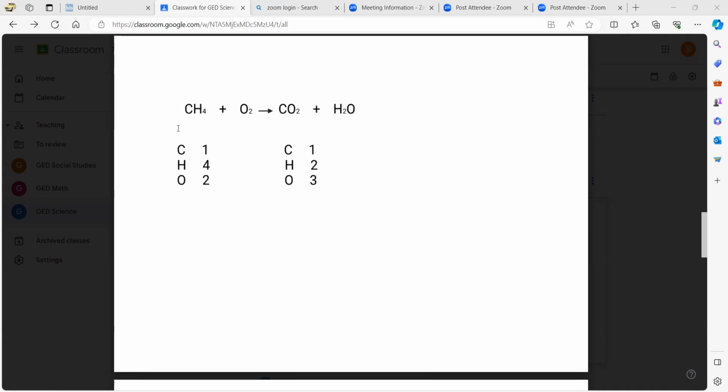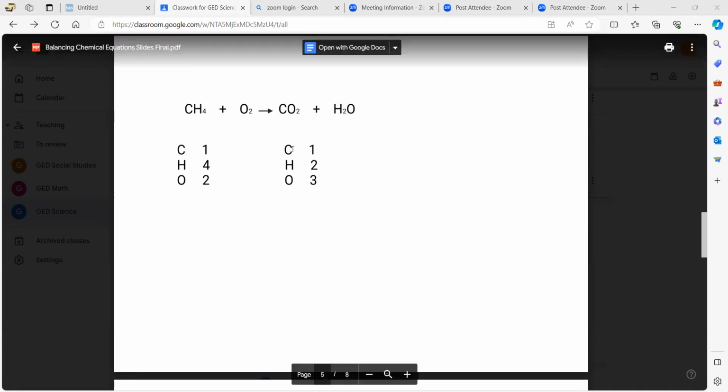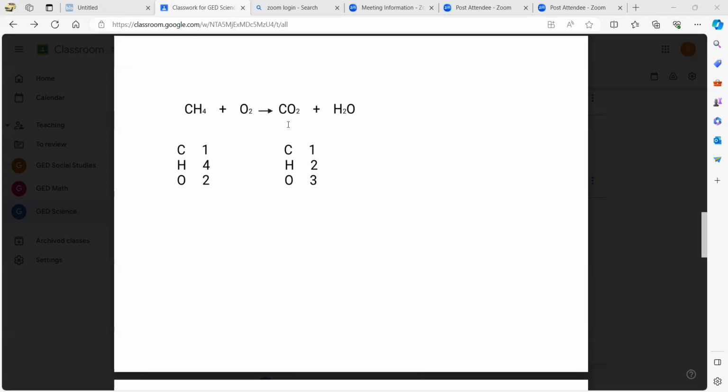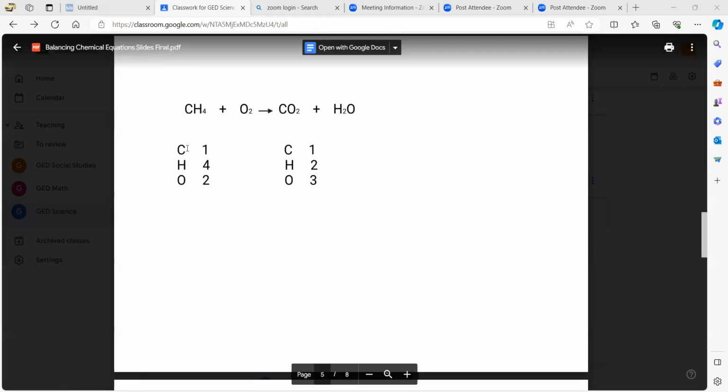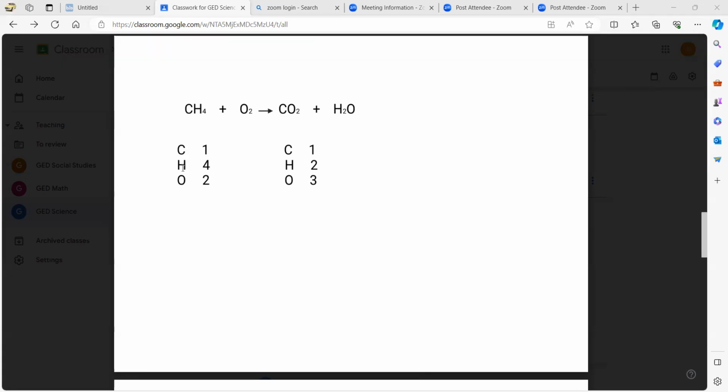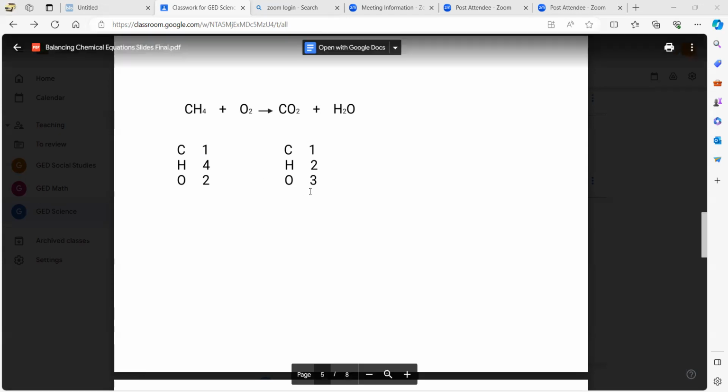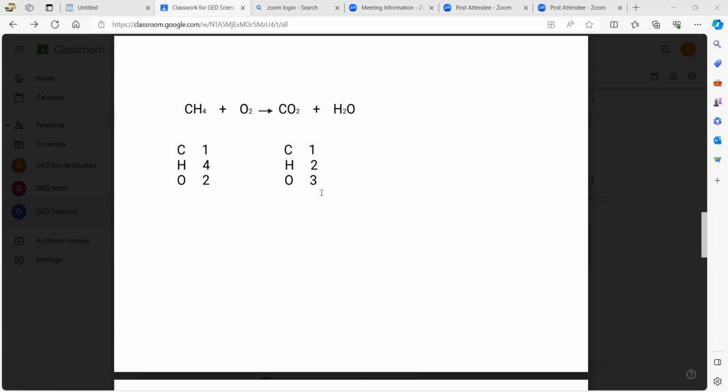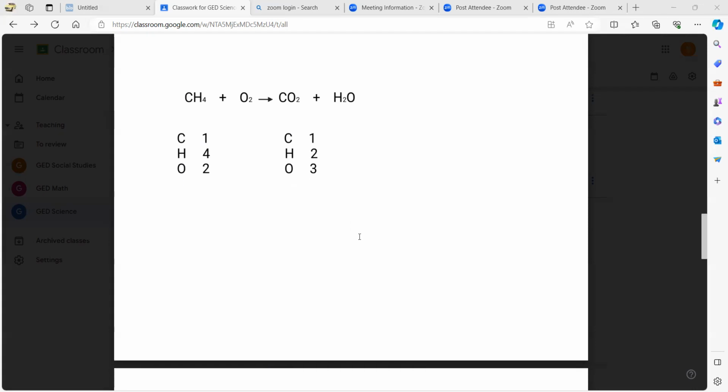So looking at my equation, my carbons are fine. I have 1 carbon here, 1 carbon here, but I have 2 extra hydrogens on the reactant side, and I have 1 extra oxygen on the product side. So this equation is definitely not balanced. So what can we do to balance it?